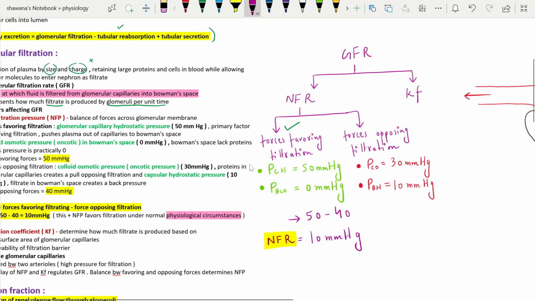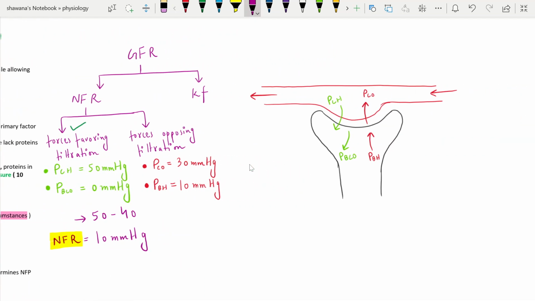So let's come to this particular diagram. This is the afferent arteriole, and this is the efferent arteriole. This is the Bowman's space, and these are the glomerular capillaries. There is a particular pressure in all of the arteries and capillaries which is imparted on the walls of the arteries, so it is known as the capillary hydrostatic pressure.